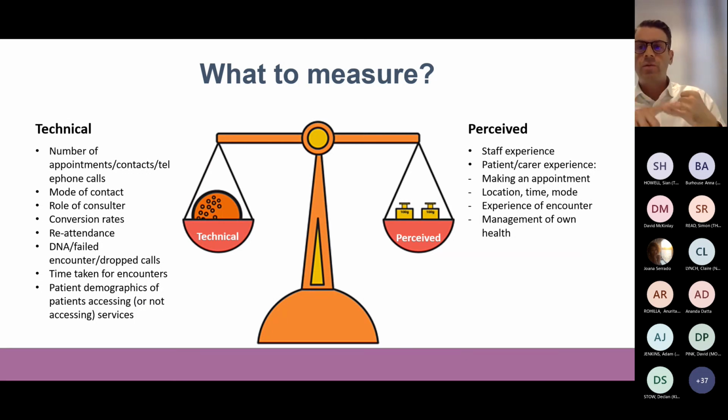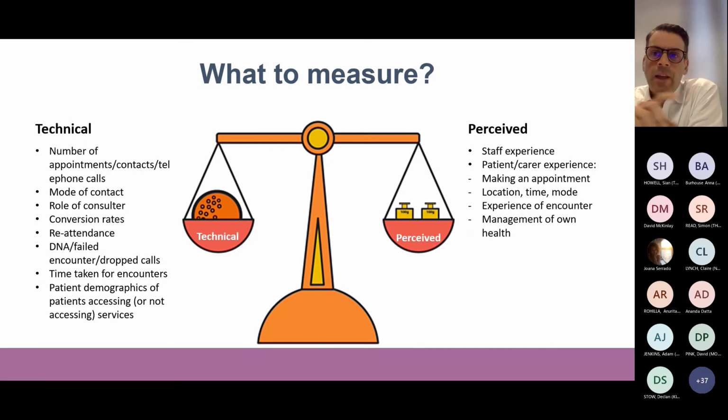What's your failure rate? So who doesn't turn up to appointments? What's your failed encounter rate? How many people drop off the phone before they get their call answered? These things are all very much the technical things that you can look at to understand the effectiveness of your access. And you also want to look at who is accessing services and possibly more importantly who isn't, and that's particularly true around things like online and digital. So we want to be aware of the patients we're seeing, but also the ones that we're maybe not seeing who should be.